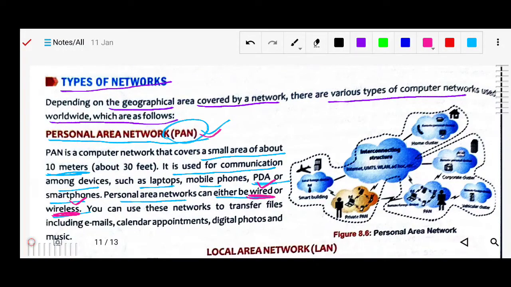So this is the architecture of PAN, you can see. This is the personal area network, this is the range of the PAN. So simply keep in your mind, according to the range, how much extent the network has, up to where it is spread, according to that we will give the name.